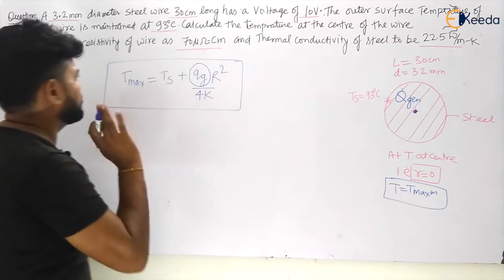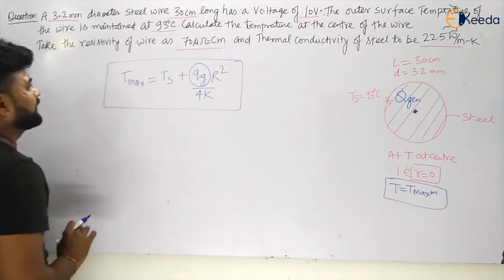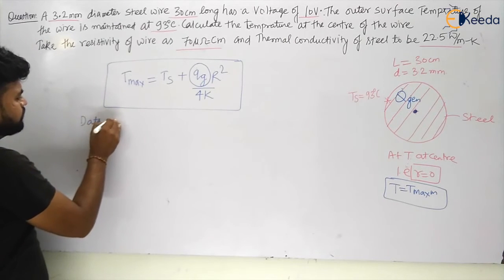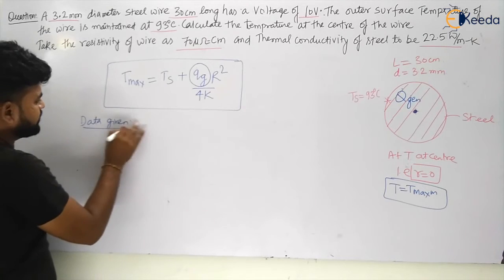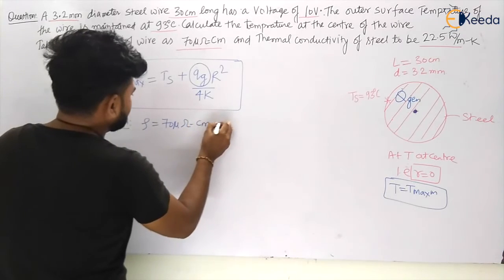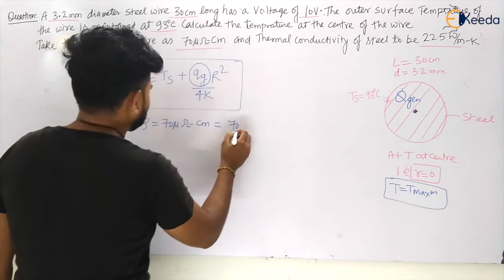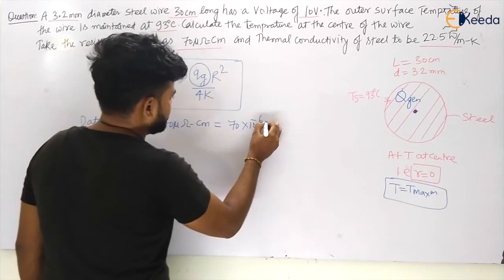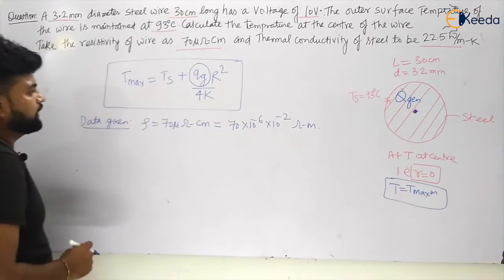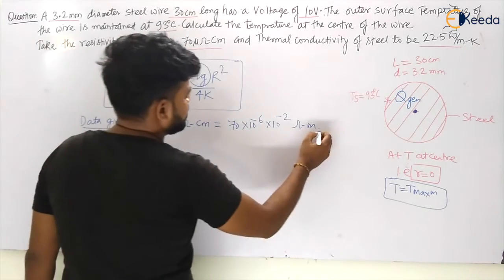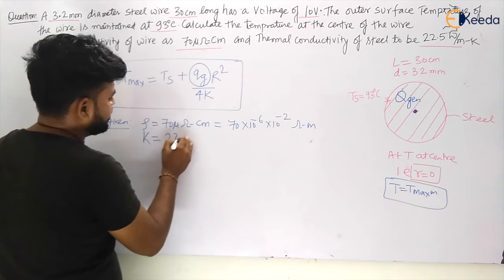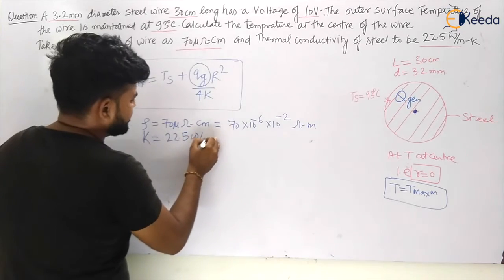So let us see what he has given and how we can calculate the heat generated. He has given us resistivity, that is rho is equal to 70 micro ohm centimeter. So this can be written as 70 into 10 to the power minus 6 into 10 to the power minus 2 ohm meter. And also he has given the conductivity, K, which is 22.5 watt per meter Kelvin.